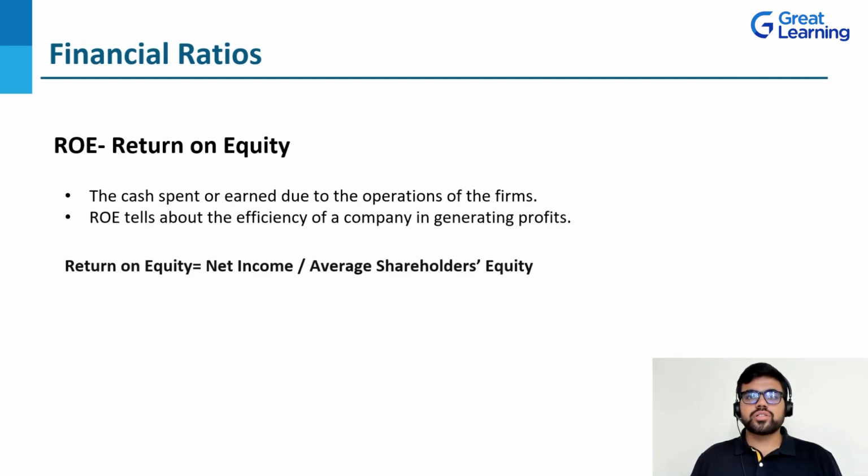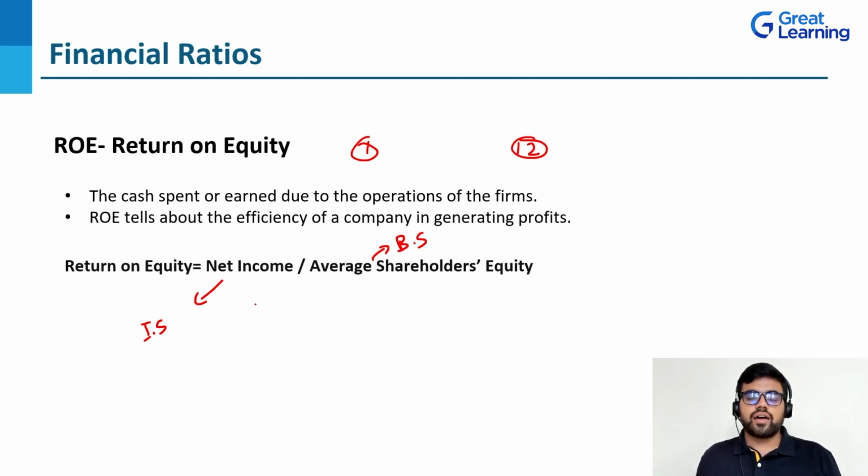The next financial ratio is called return on equity. Now, return on equity tells us how much money the company is making on its shareholders' equity. So basically, it tells us how efficient the company is in making profits. It is calculated by dividing the net income by the average shareholders' equity. Net income you will find in the income statement, and average shareholders' equity you will find in the balance sheet. How do we calculate the average? For a financial year, you take an average of the first month and the last month, and you get the average shareholders' equity.